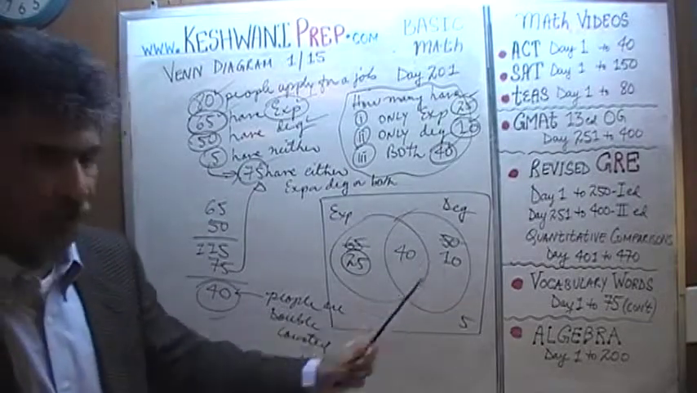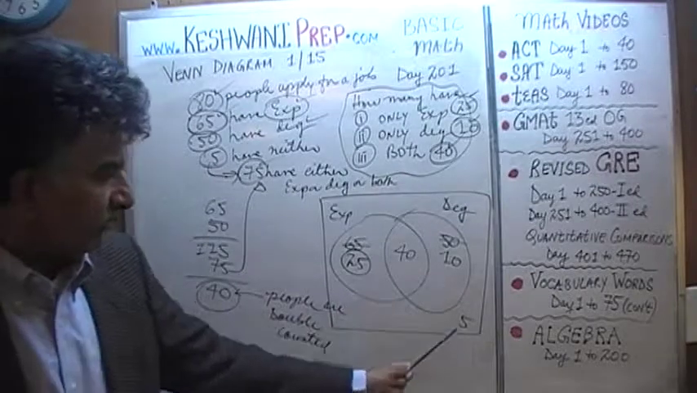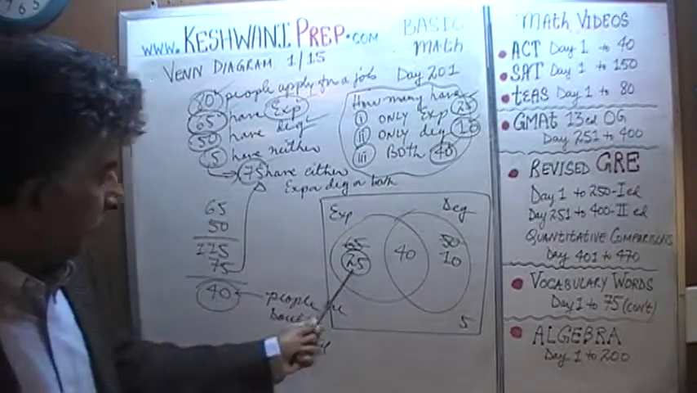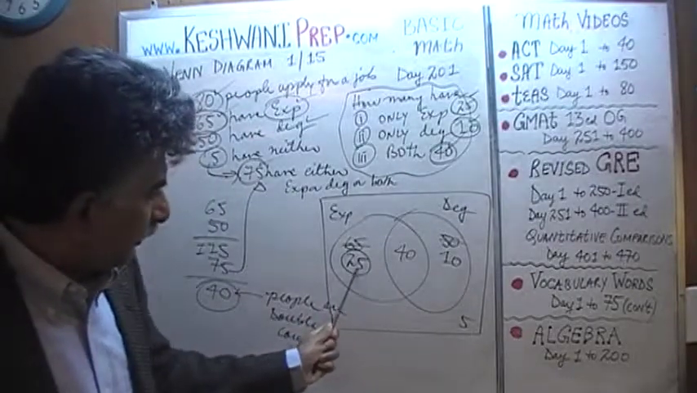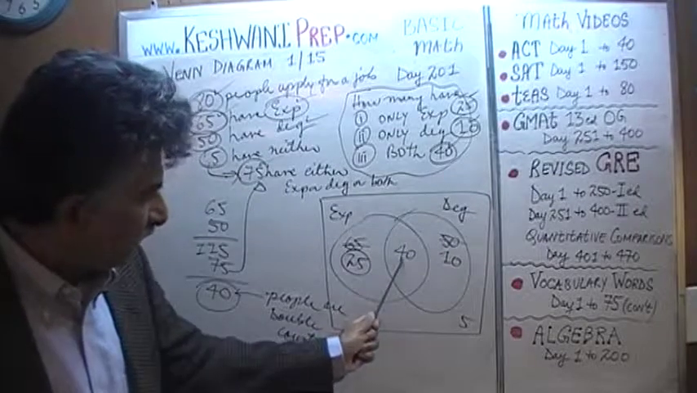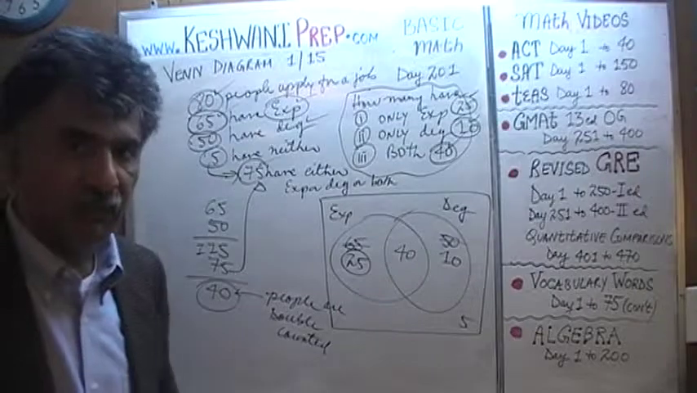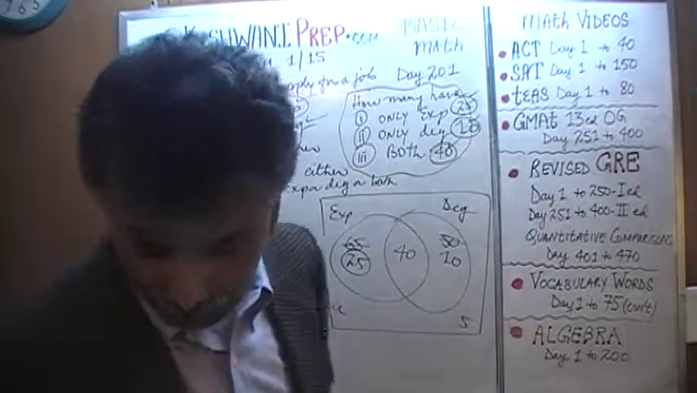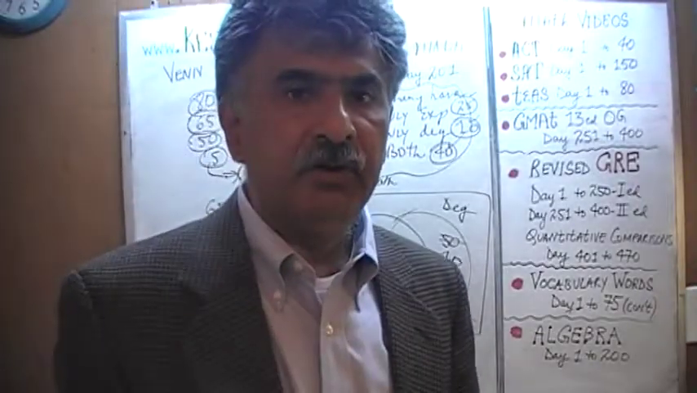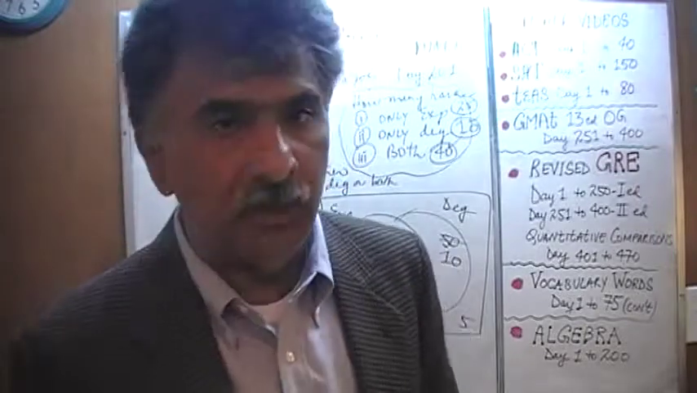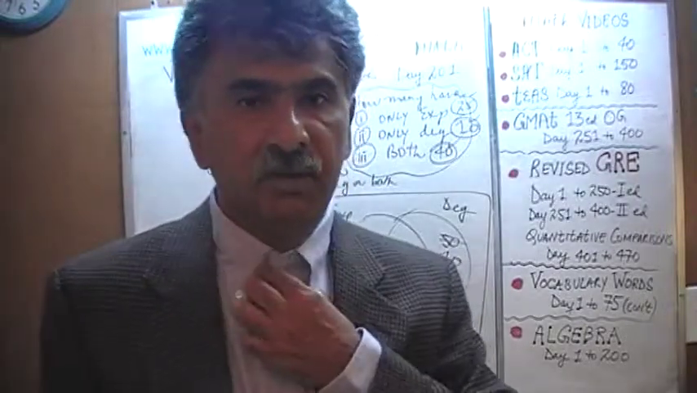But these three figures should add up to 75, and 75 plus 5 should add up to 80. 25, there we go. 25 plus 40 is 65, 65 plus 10 is 75, and 75 plus 5 is 80. You see that? Always make sure at the end you add up everything as a verification to make sure that you did not end up making some careless mistakes.